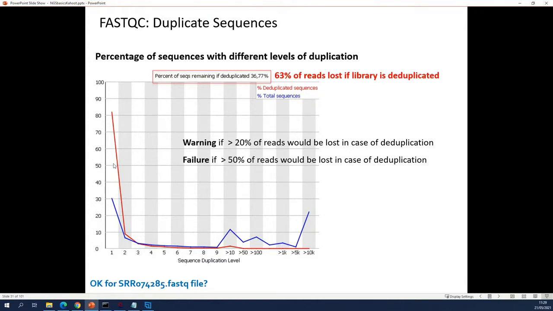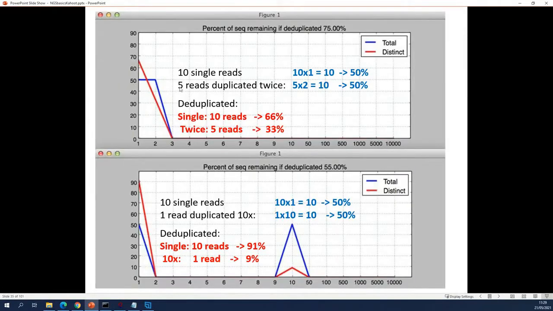Now, you see here lines on the plot. What are they? I'm going to give a very simple example. Suppose I have a FASTQ file with 20 reads. 10 of them are single, so unique, and 5 of them are duplicated twice. So that means that 10 out of 20 are single, and 10 out of 20 are coming from reads that are duplicated twice, so 50%. So that's the blue line that you see here. In your FASTQ file, 50% is unique and 50% was duplicated twice.